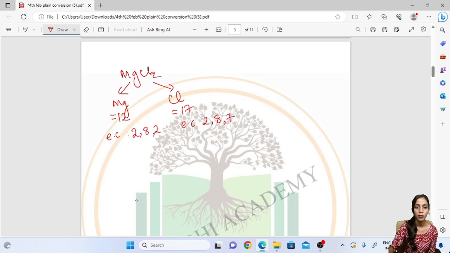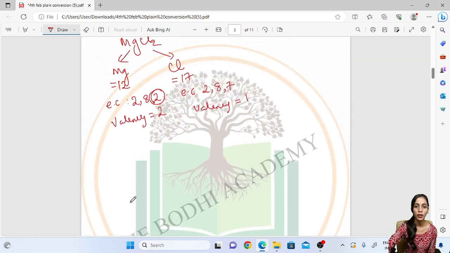Now there are two electrons as the valence electrons in magnesium, and the valency of chlorine is 1, 1 for each chlorine. The valency of magnesium is 2 electrons. So now what will happen?